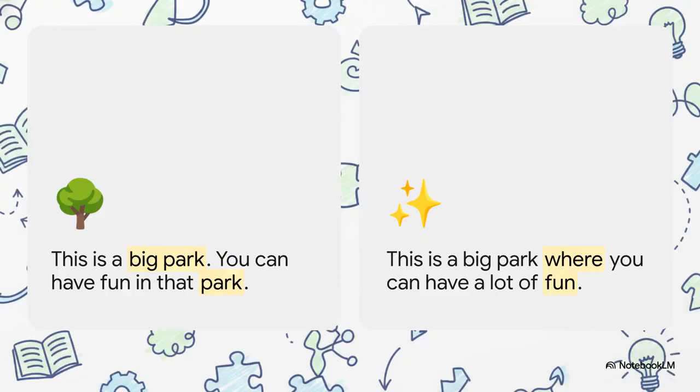Let's take a look at the contrast here. Over on the left, we've got two perfectly fine but very basic sentences. This is a big park. You can have a lot of fun in that park. It's kind of repetitive, right? You literally hear the word park twice in rapid succession. But check out the right side. We've got this elegant solution using our new grammatical glue. This is a big park where you can have a lot of fun. Instantly smoother, way more professional. And that, my friends, is the exact power of the toolkit we're unpacking today.